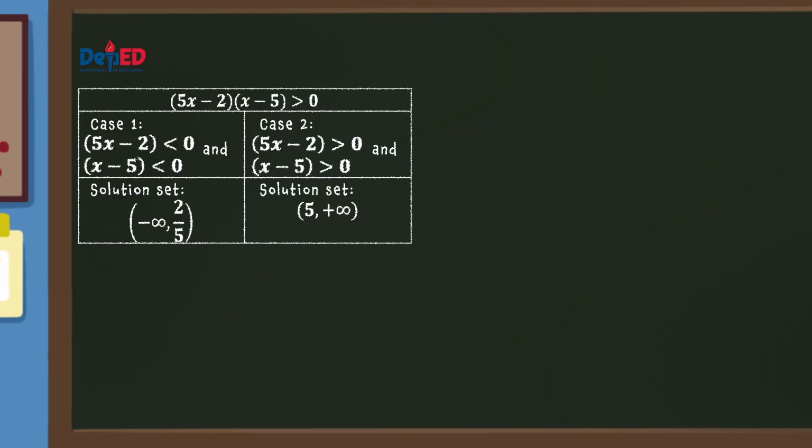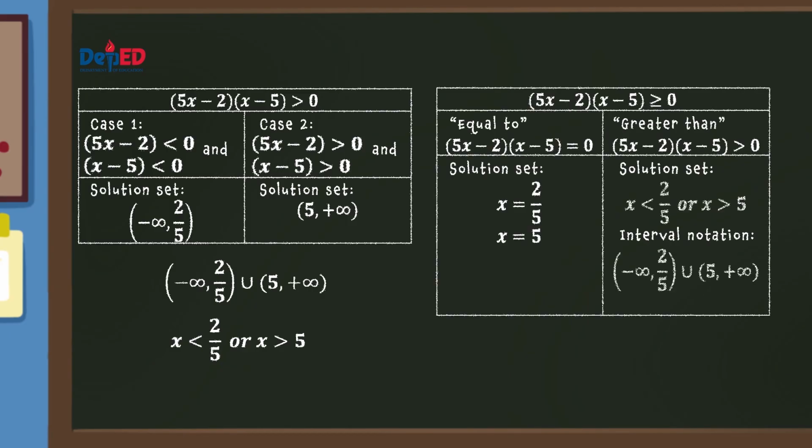The union of these two sets is written this way. Expressed as inequality, the solution set is written this way. These show the same set of values of x that satisfy the greater than part of the given quadratic inequality. Let's record this in the table.